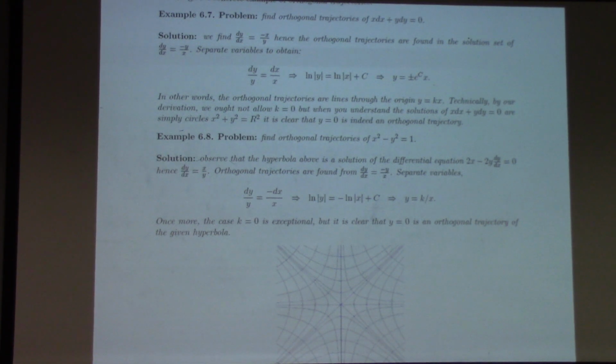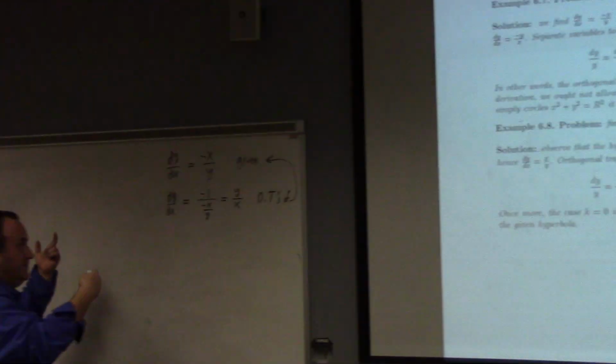If you want to find orthogonal trajectories to that differential equation, then what you do is you flip it and take the negative reciprocal of this, right? So minus 1 over minus x over y. But that's just equal to y over x, okay? So these will be the orthogonal trajectories of this one. So you take the differential equation you're given, negative reciprocate it, and then solve it.